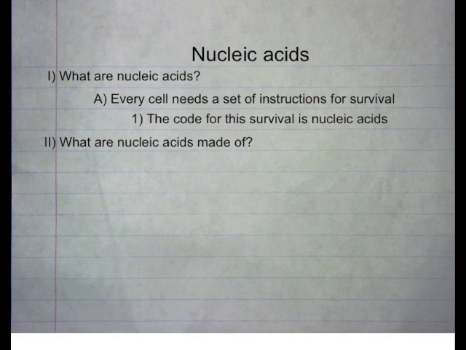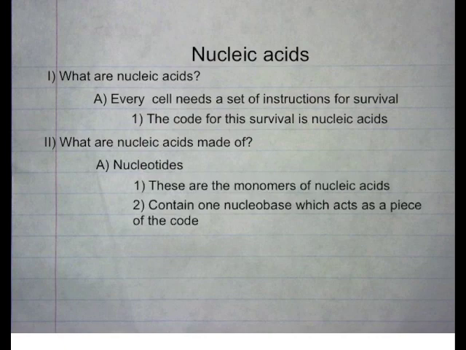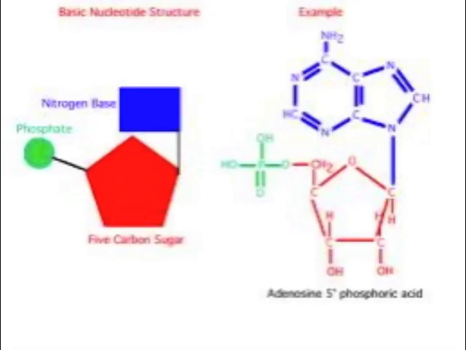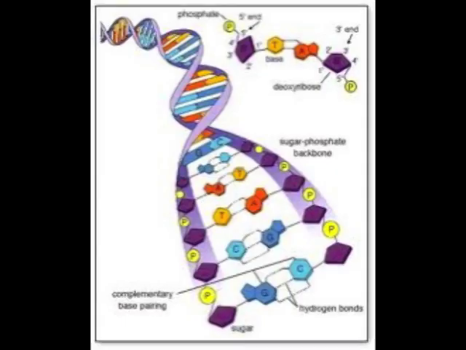What are nucleic acids made of? Nucleotides. These are the monomers of nucleic acids, and each contains one nucleobase which acts as a piece of a code. Nucleotides consist of three parts and are very small. However, when they're stacked on top of each other, they can create large nucleic acids such as DNA and RNA.